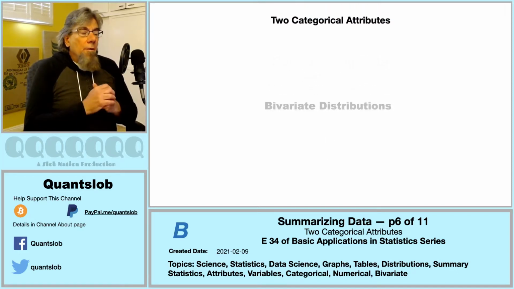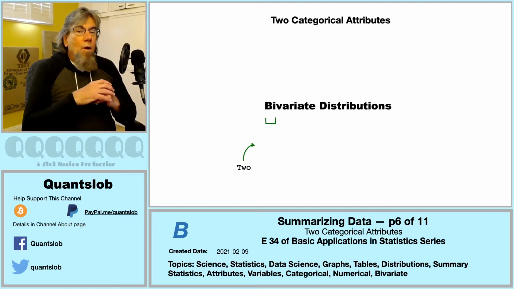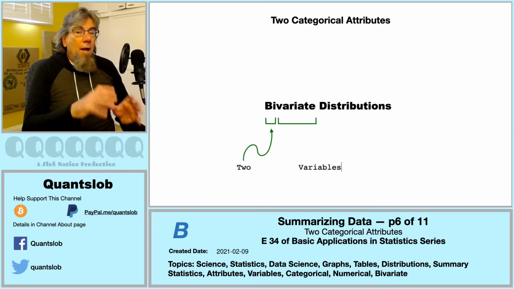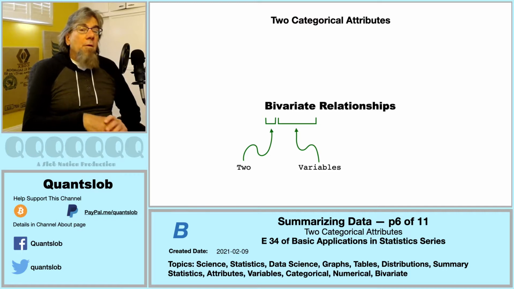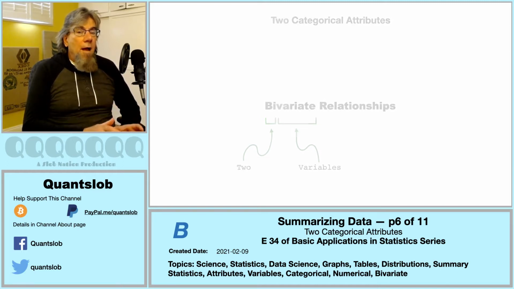In this installment we're going to focus on some ways to summarize two categorical attributes, more particularly how to convey their bivariate distribution. One very important side effect of summarizing a bivariate distribution is that it can help reveal the nature of the relationship between the two attributes.